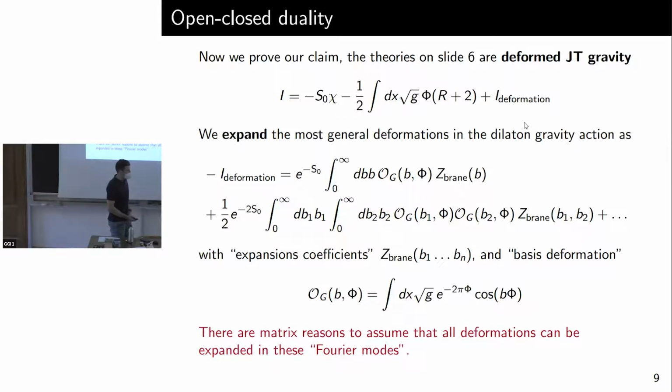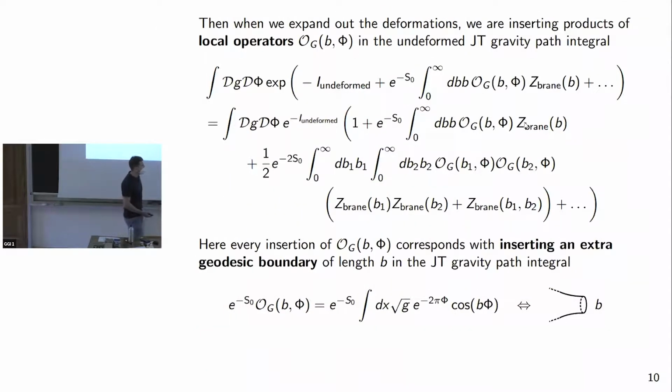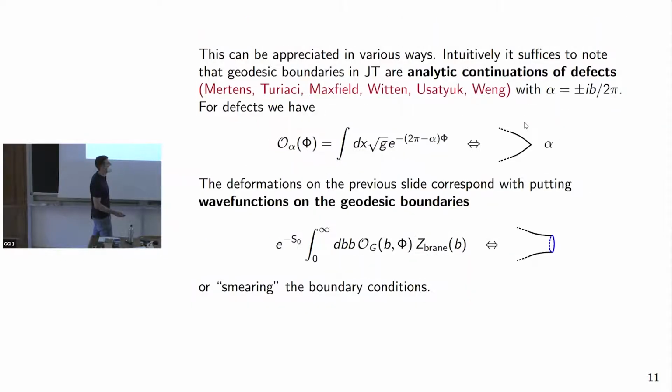And to prove this cancellation of Feynman diagrams, the key is that these OG guys have an interpretation as geodesic boundaries of length B that we insert in the JT path integral. There are various ways to appreciate this, but I think the most intuitive is to use a story that people are more familiar with, which are the defects in JT gravity.